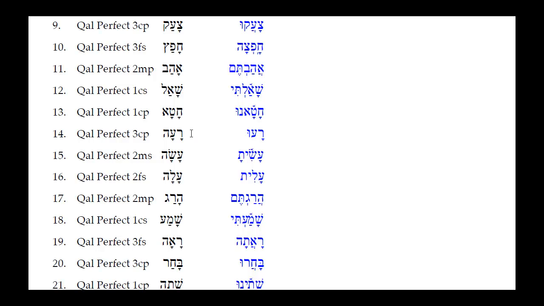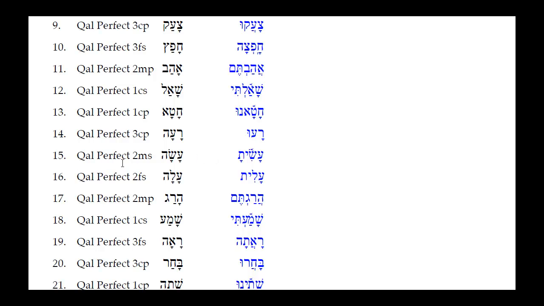Number 14, qal perfect third common plural of ra'ah. This is a third hey verb here. So we would know that that would be just a shureq. The hey drops off, the shureq takes its place, and the qamets under the resh drops out because syllables have to be consonant and vowel. It has to start with a consonant and have one vowel. Consonant, and then shureq is one vowel. So that qamets drops out right there. We have resh, qamets, ayin, shureq. Ra'u.